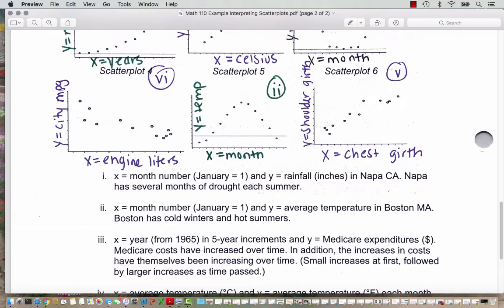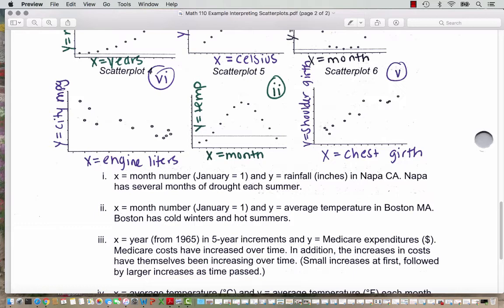All right, our third scenario has x representing the years since 1965 in 5-year increments. So that means each tick mark on the horizontal axis corresponds with 5 years going by. And then y is the Medicare expenditures in dollars. And then we're told Medicare costs have increased over time.